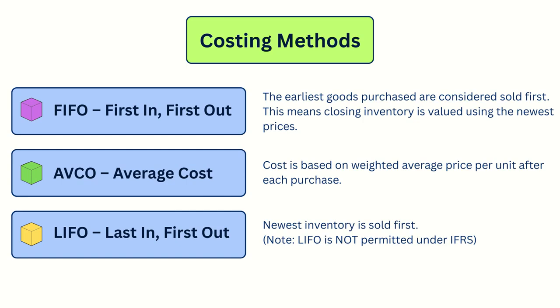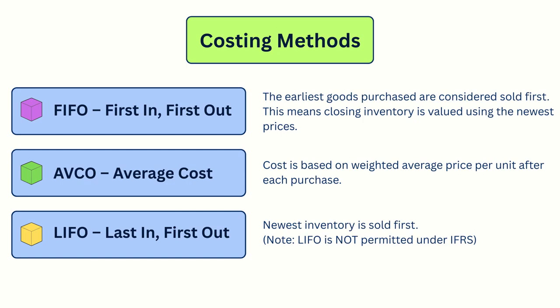Now that we understand what inventory is and how it must be valued, the next question is, how do we actually calculate the cost of our inventory? There are three commonly used methods. The first is FIFO, first in, first out. Here, we assume the earliest goods purchased are the first ones to be sold. This means the stock left at the end of the period is valued at the most recent prices.